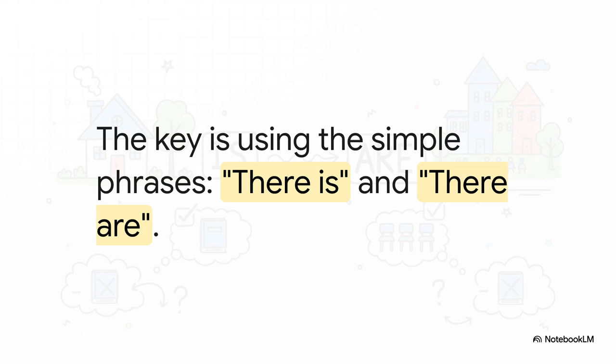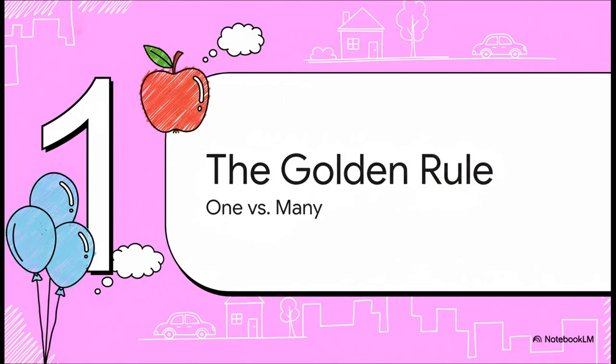And that perfect tool is these two little phrases, there is and there are. That's it. These are your absolute go-to for saying something exists somewhere. And trust me, using them will make your English sound so much more natural, like instantly. So the big question is, how do you know which one to use? When is it is and when is it are?